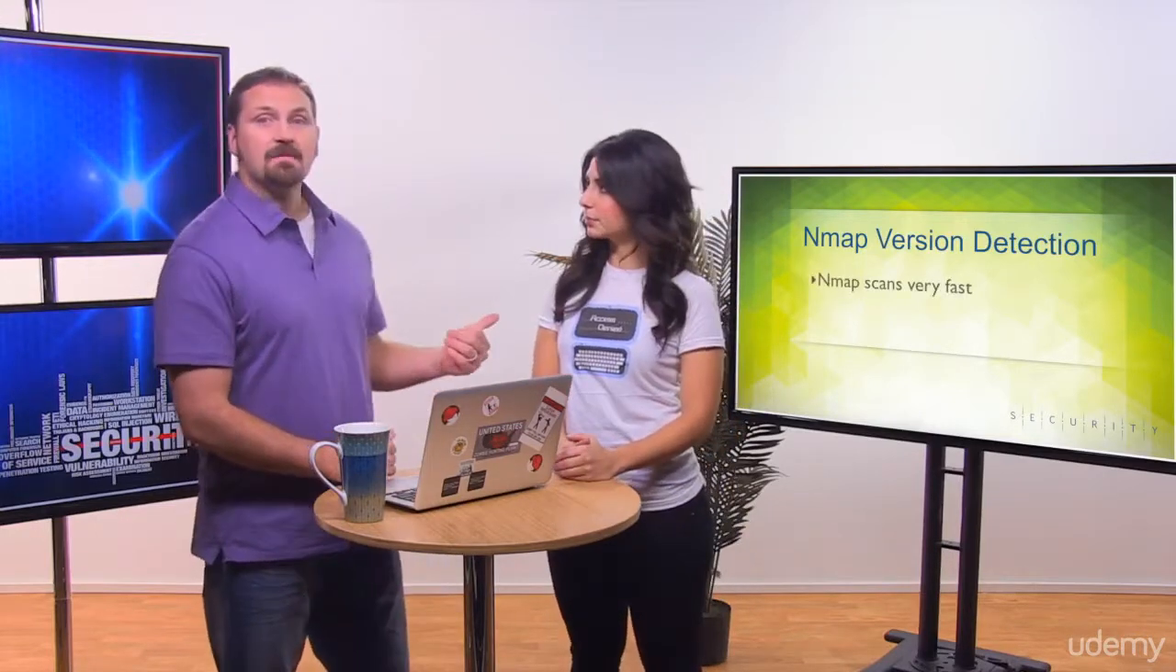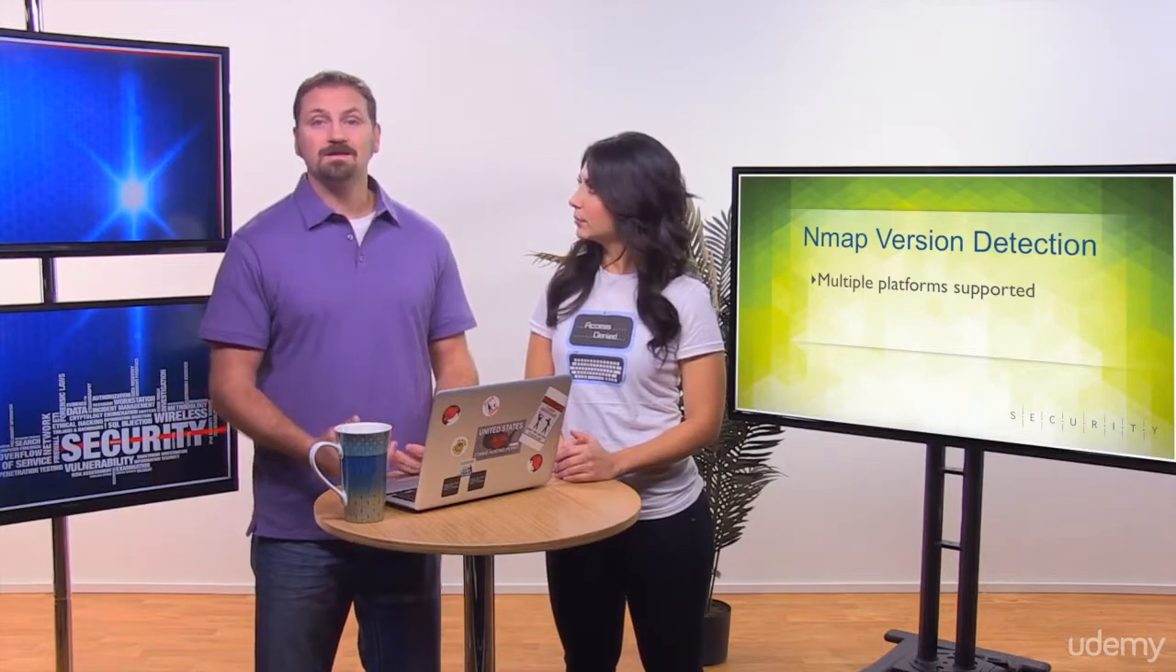So we have: Nmap scans very fast. This is facilitated by parallel operations, non-blocking sockets, and a probe and match definition grammar. Nmap can identify the application name and version number if they are available. TCP and UDP are supported by Nmap. Nmap supports multiple platforms including Linux, Windows, Mac OS X, FreeBSD, NetBSD, and OpenBSD.